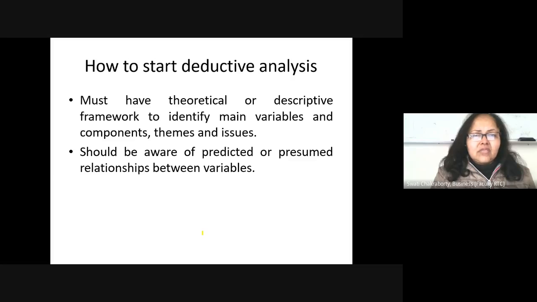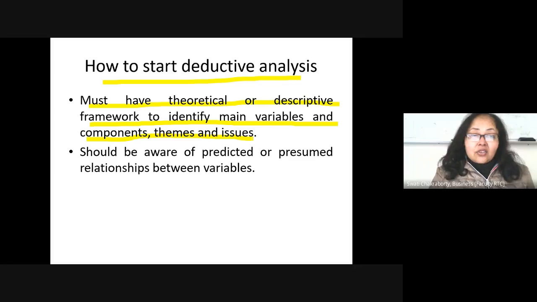Okay. Now, how do we start deductive analysis? It must have a theoretical or descriptive framework to identify the main variables and components, themes, issues. There has to be a descriptive framework which would help in identifying the main variables, issues, themes, and it should be aware of the predicted or presumed relationship between variables. Either you know of the existence of the relationships, or you're aware of the predicted or presumed relationship where you make an assumption.